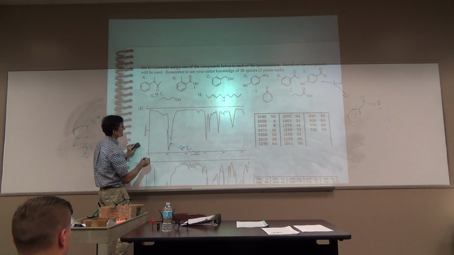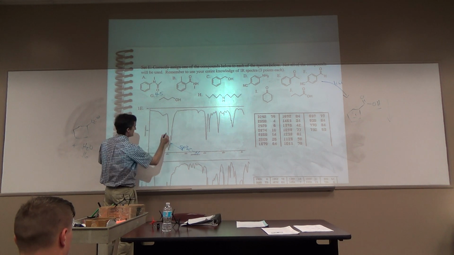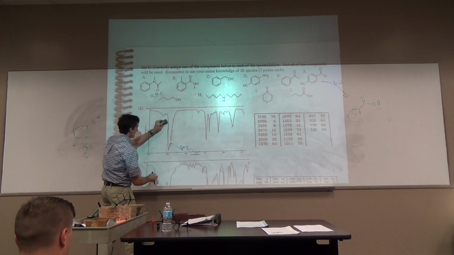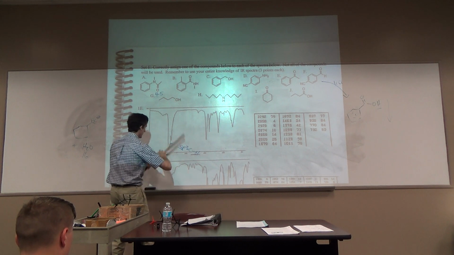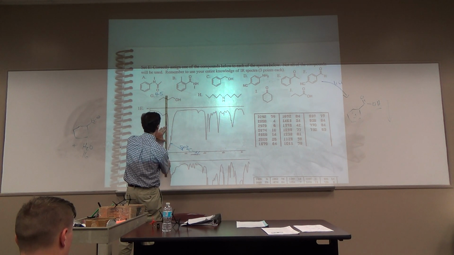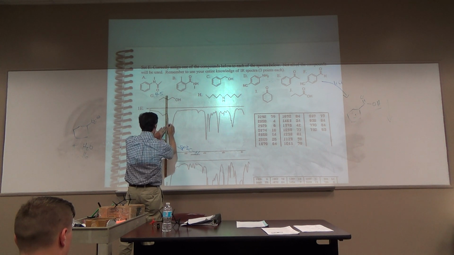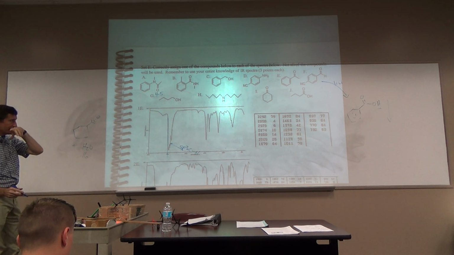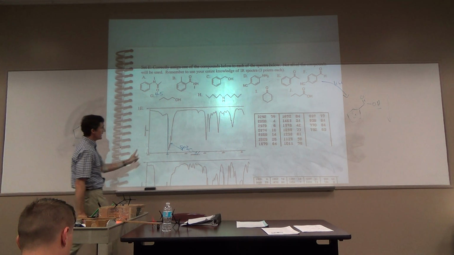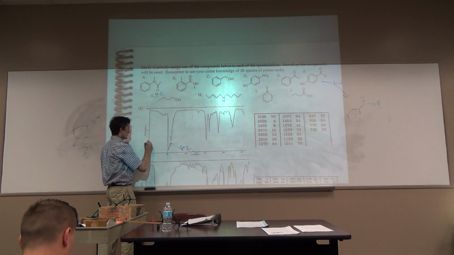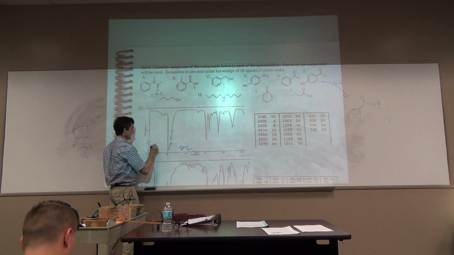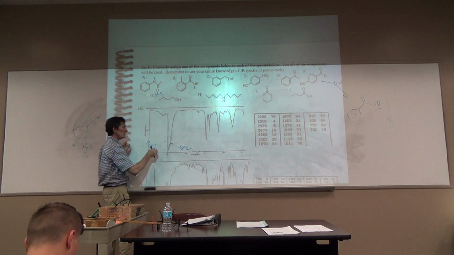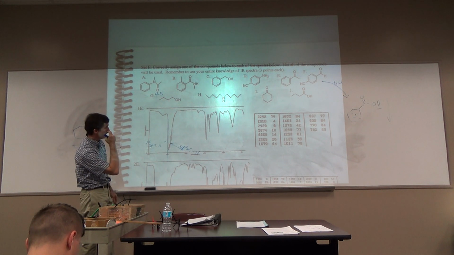sp3 CH. Does it seem to have any sp2 CH? No. If you've got a little ruler, you can check the magic line. Have I ever seen sp3 CH above 3000? There's always an exception, but it's a pretty darn good rule, 3000. It looks like there's no sp2 CH here. What else do we see?